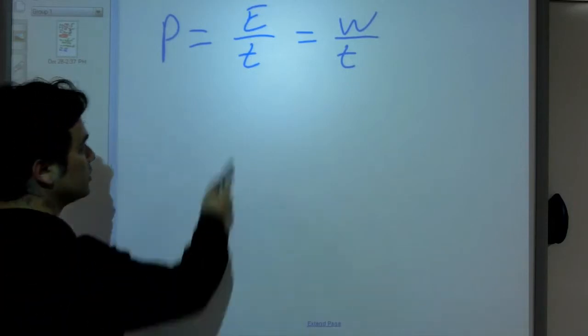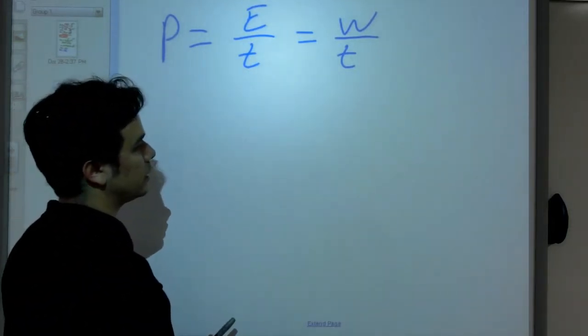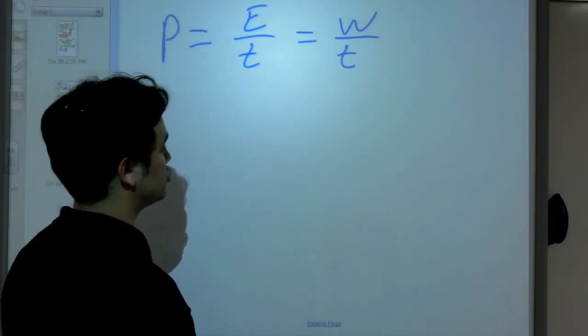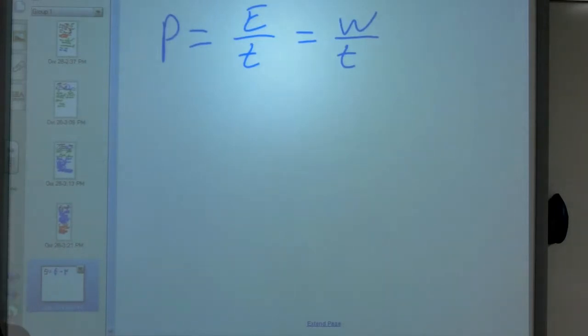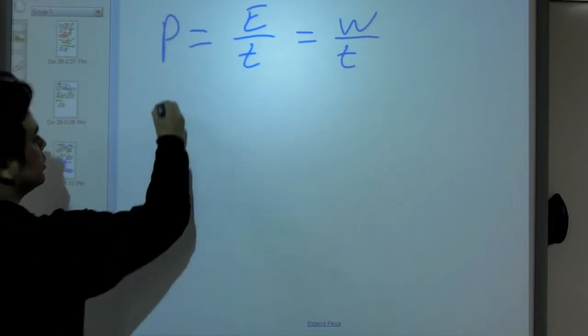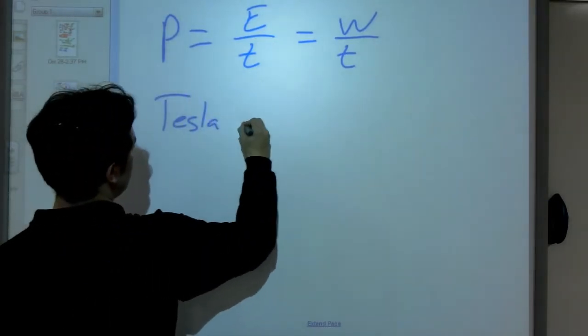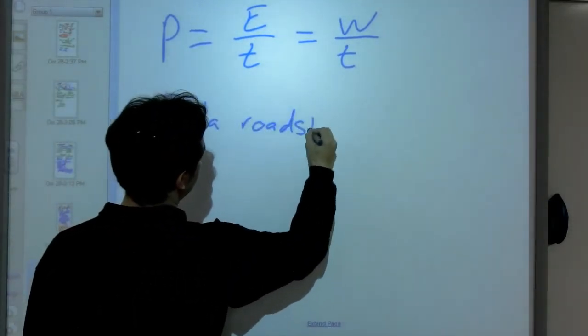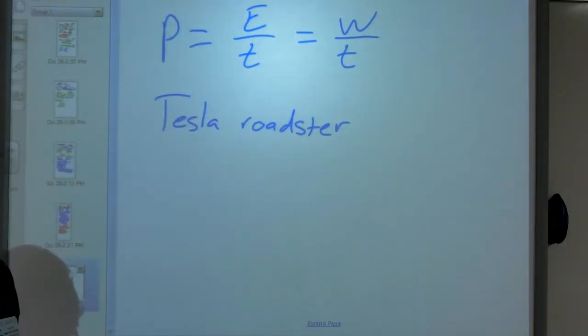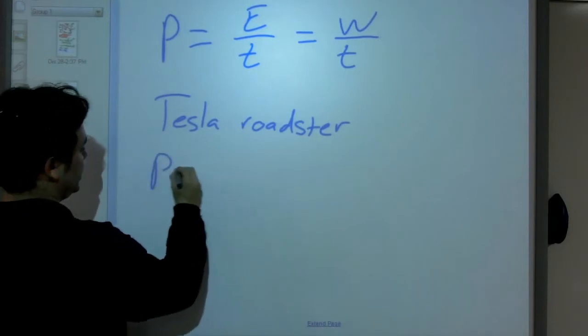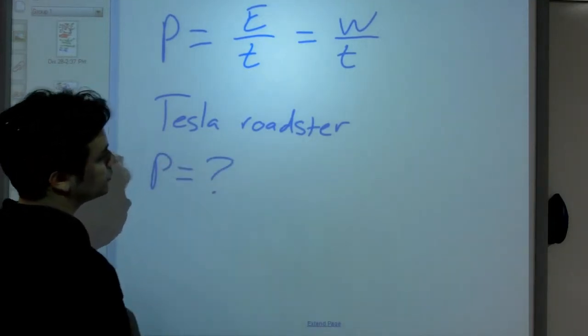But you can also get it from time to time on energy, depending on how you're looking at it, because work and energy have a strong relationship to one another. Okay, what I want to know is the power of a car. Let's go with the Tesla Roadster. And I've got a situation where the power supplied to it comes from an engine, okay? And the engine has some power that I want to know.